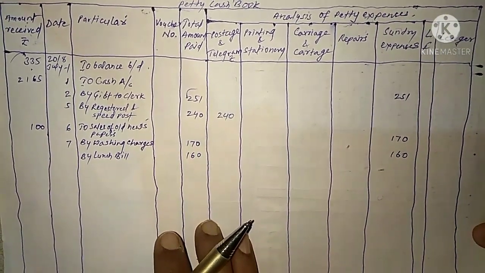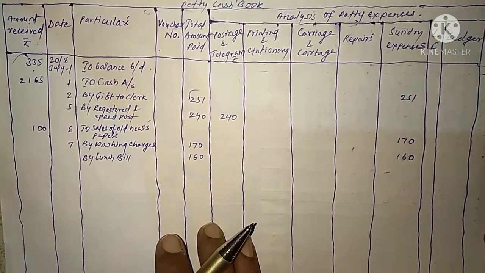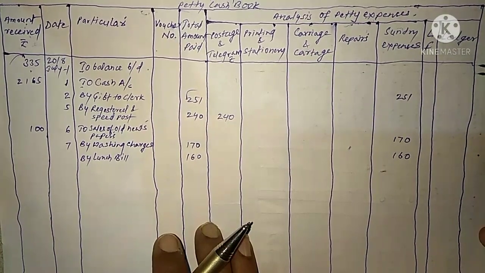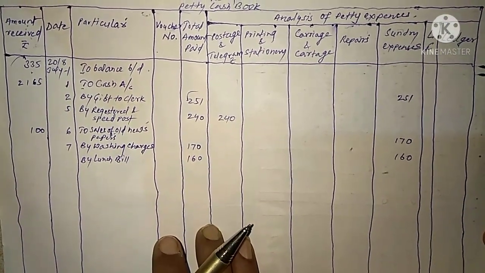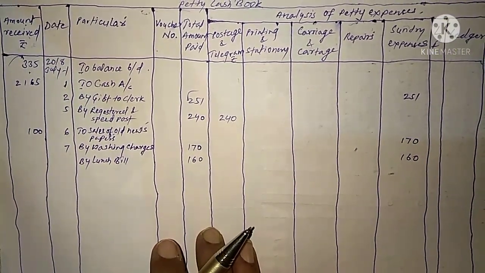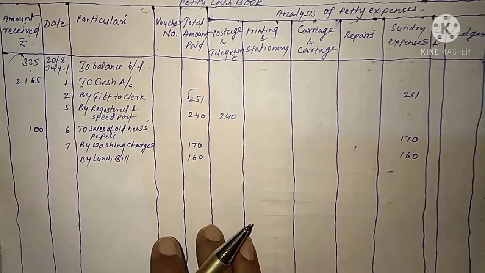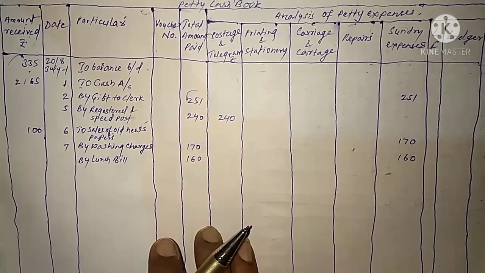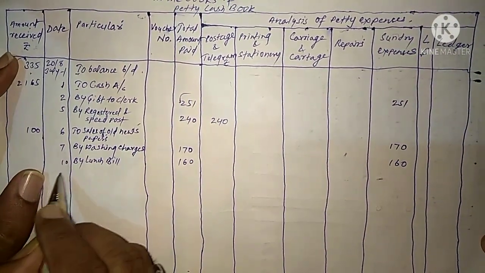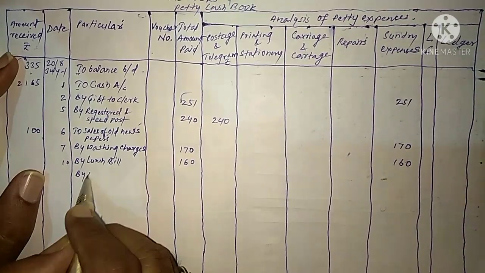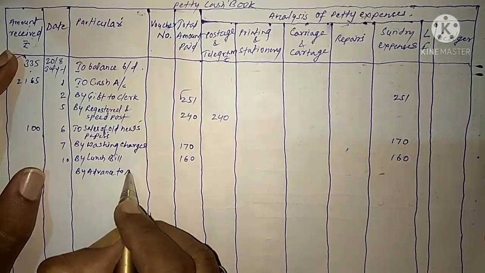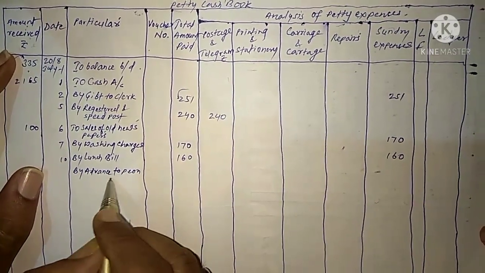So there is the advance, it is given by the petty cashier to the Arun. So this is payment to any individual account. So we have to transfer the amount to the ledger. So in particular we have to write by advance to Pune Arun.